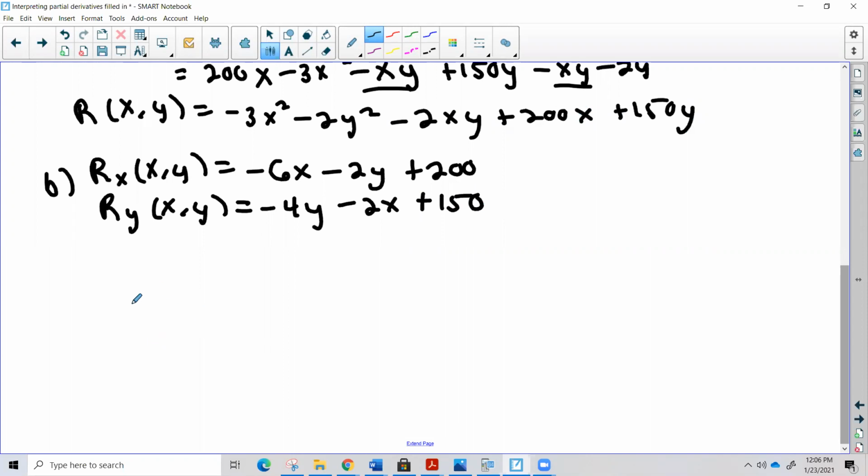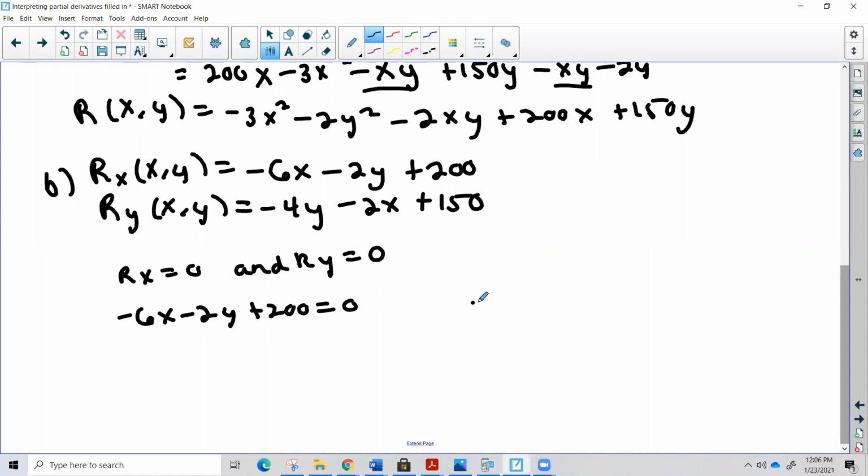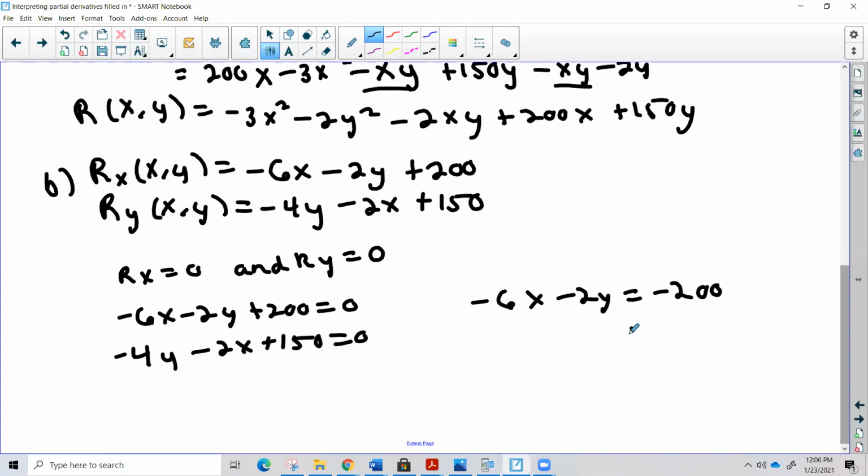Okay. I have to set both of these equal to 0. When I do that, I'm going to move the 200 to the other side by subtracting it. And I get 0 minus 200, which is negative 200. Okay, so this is the same thing. I'm going to move the 150 over and subtract it, so I get negative 150. And I want them to line up. So I'm going to put the x first and then the y.